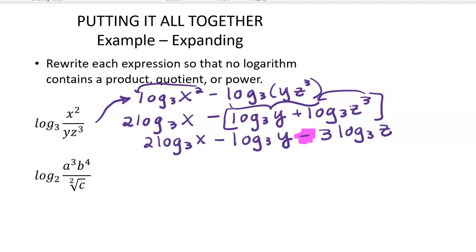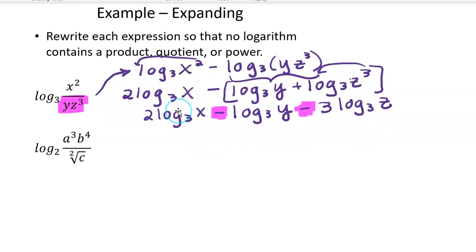And if you think back to the original problem, both the y and the z were in the bottom of the fraction. So that should trigger your thoughts that both of those terms should have the subtraction there, just because they were in the bottom of the fraction. All right. Okay, let's do this next one here.